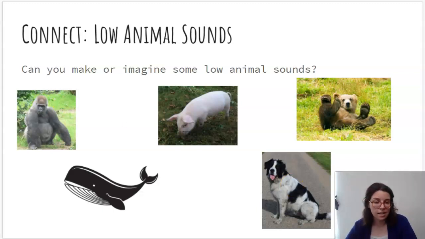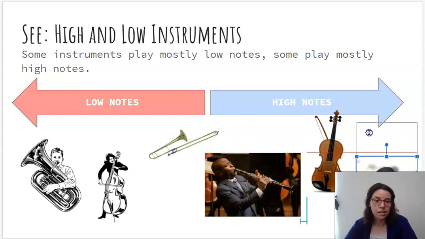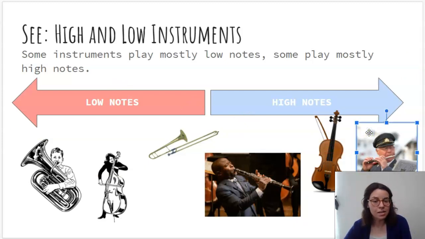So take a look at the next slide that we've got going on here. We see 6 different instruments. We see a boy playing a tuba. We see a woman playing the double bass. We see a trombone, a man playing a clarinet. We see a violin, and we see a man playing a piccolo. Now notice that we have 2 arrows. We have an arrow pointing to the left for low and an arrow pointing to the right for high.